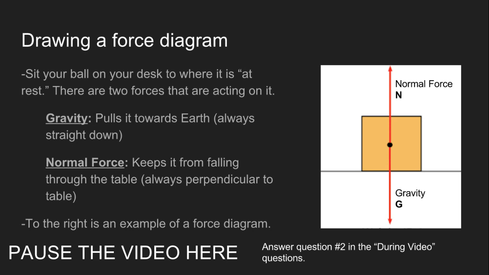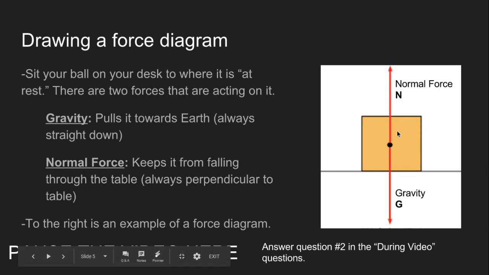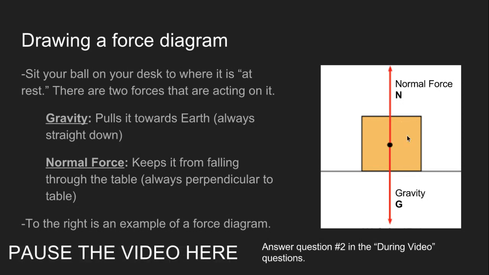We also have to learn about how to draw a force diagram. So sit your ball on your desk to where it's at rest. It's not moving. There are now two forces acting on it. There's the force of gravity, which affects everything. It pulls everything towards Earth, and that is always straight down towards Earth. Then there's the normal force, which keeps the ball from falling through the table. That's always perpendicular to the table it's sitting on. In this case, since our table is basically parallel with Earth, the normal force and gravity will look opposite of each other, and they'll cancel each other out. You'll want to pause the video here and answer question number 2 in the during video questions.